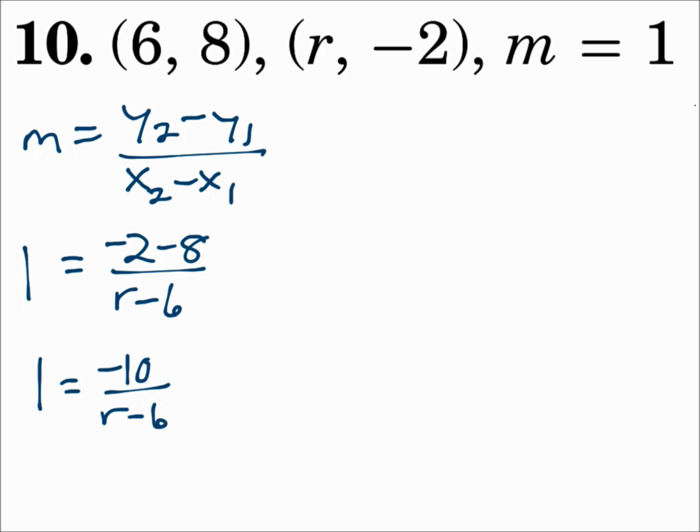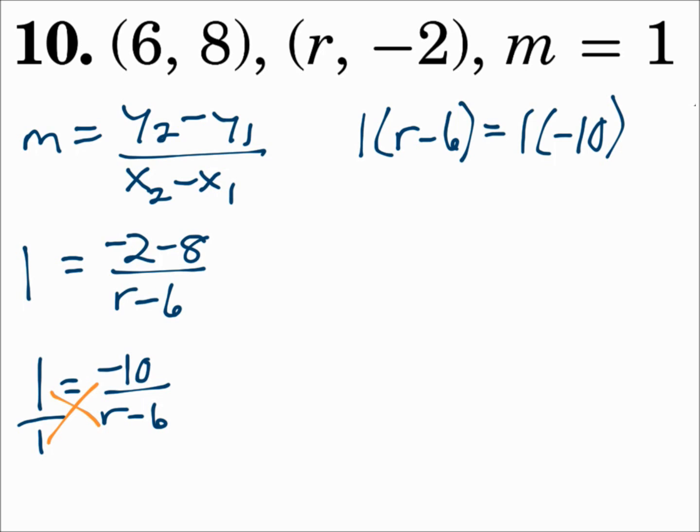And now let's put the slope over 1 to make it a fraction, and we can cross multiply. Whenever one fraction equals another fraction, remember, you can just cross multiply. We'll do 1 times r minus 6 equals 1 times -10. So there's 1 times r minus 6. Notice r minus 6 is in parentheses because it's 1 times the whole thing, equals 1 times -10. Well, 1 times r minus 6 is just r minus 6, and 1 times -10 is -10.